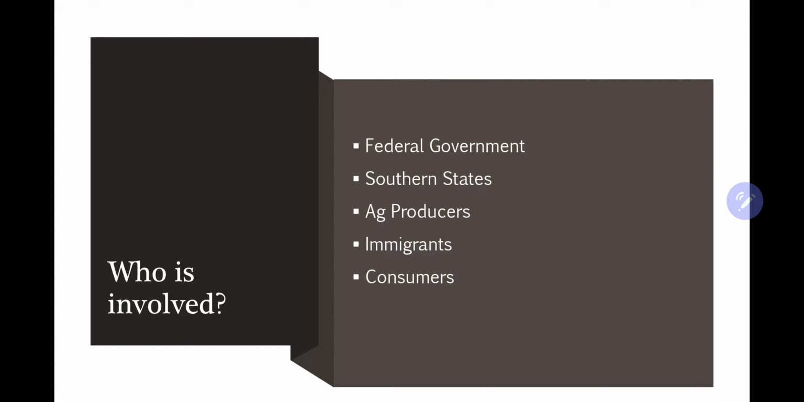The federal government is involved. Presidential administrations, Senate, Congress, they all have their hands in border policy and foreign immigration policy. The southern states, where most of those immigrants come to work, they're involved. Ag producers in those southern states are involved. Immigrants themselves are involved, and then consumers of the products that those producers make.